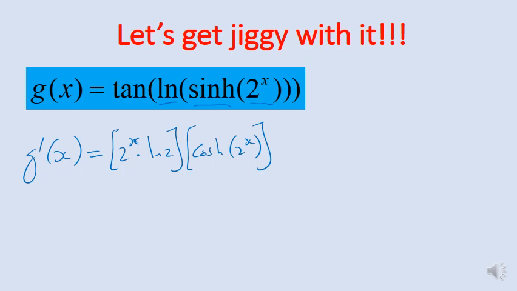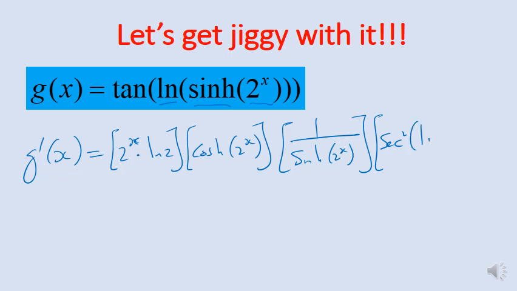Next function is ln. What is the derivative of ln of something? We all know it's 1 over that something. And finally, what's the derivative of tan of something? Well, the derivative of tan of something is sec squared of that something. You look at these things and you just forget the number of brackets, but that's your answer.